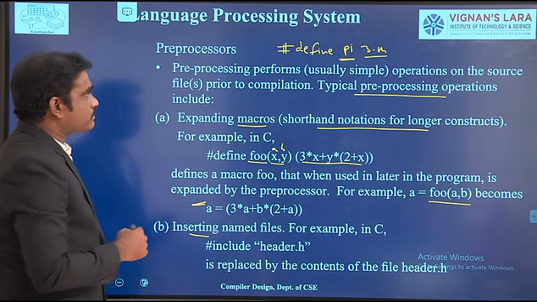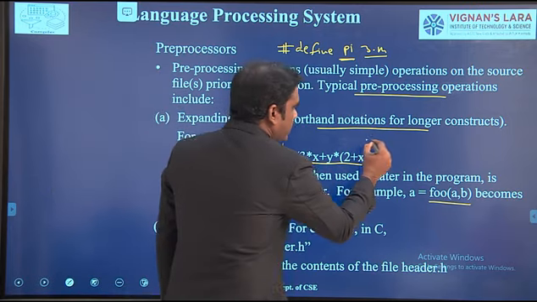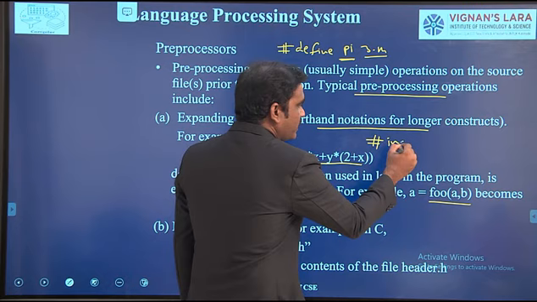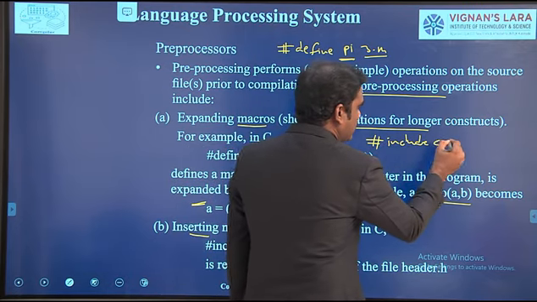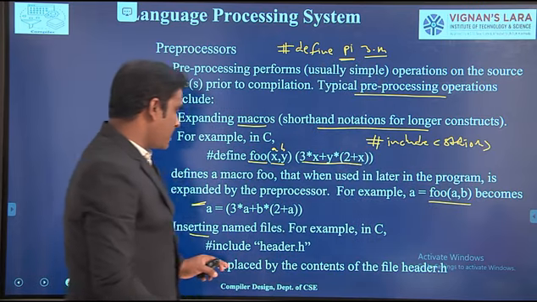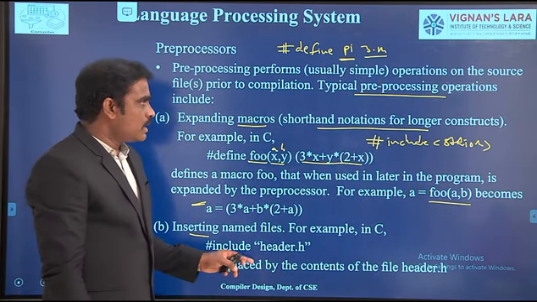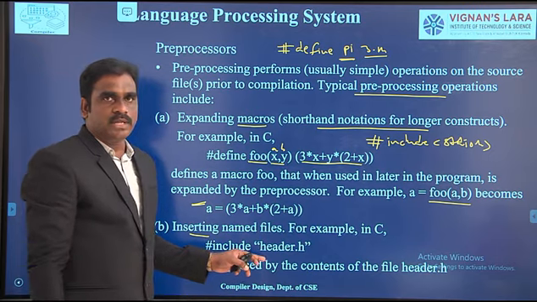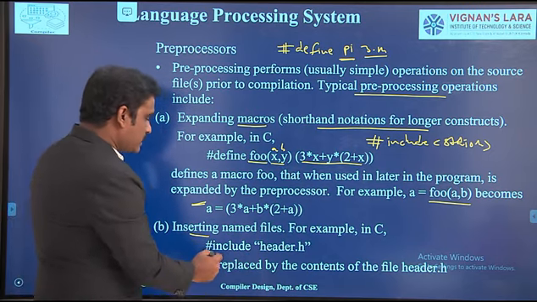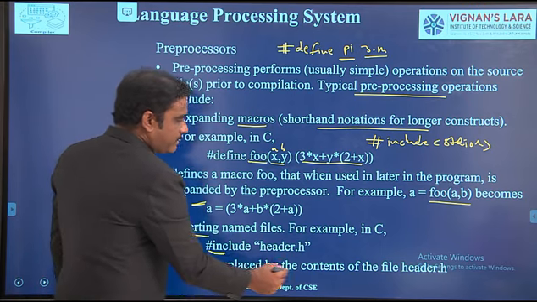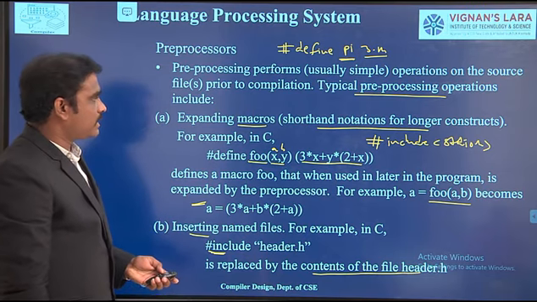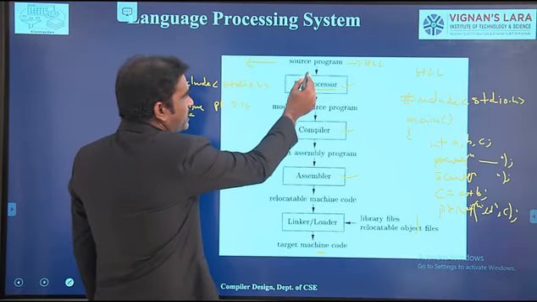And one more thing is, in the source file itself, we have included header files like this, #include <stdio.h>, #include "header.h", stdio.h, conio.h, like that. We have included some header files. Now these include lines are replaced with the contents of header.h.